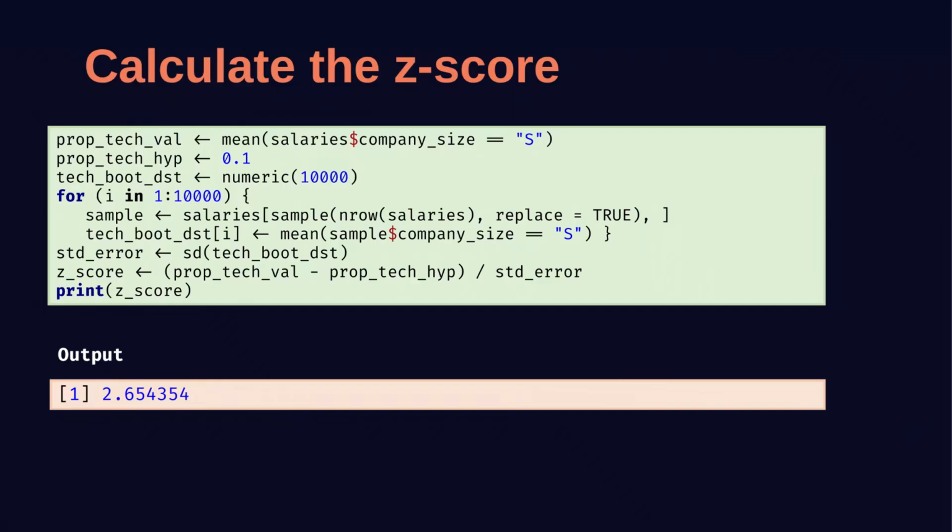Like before, we create a new Bootstrap distribution and store it in an empty list called techboot.tst. Using the Bootstrap data, we calculate the standard error and finally the z-score. Is this z-score of 2.63 significant?